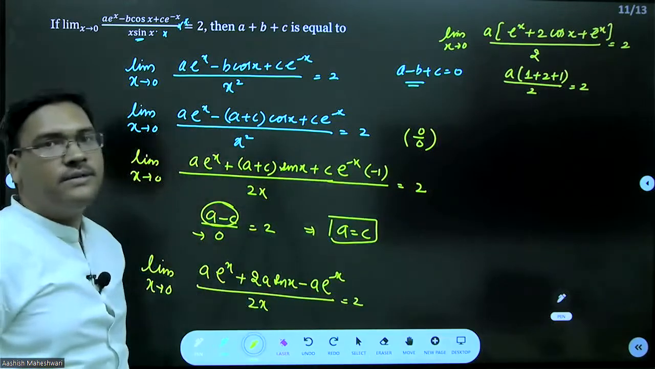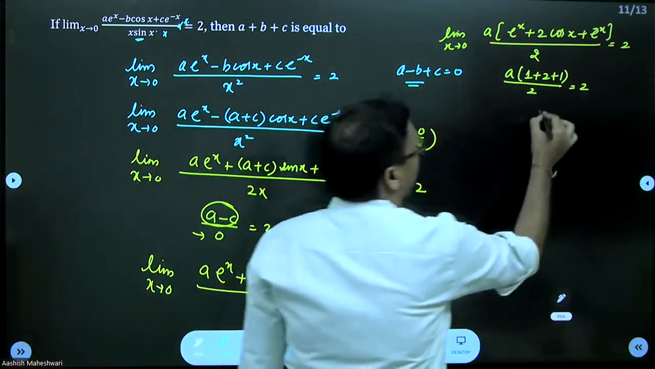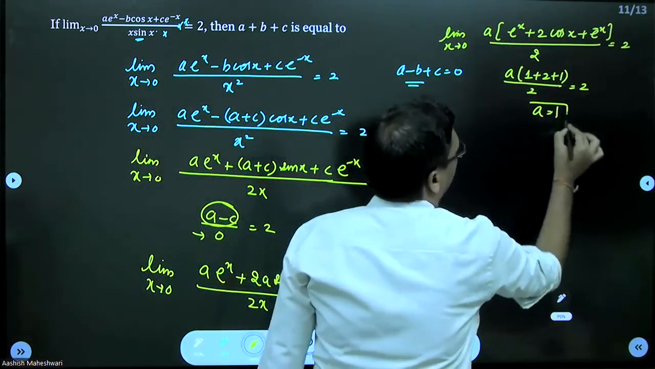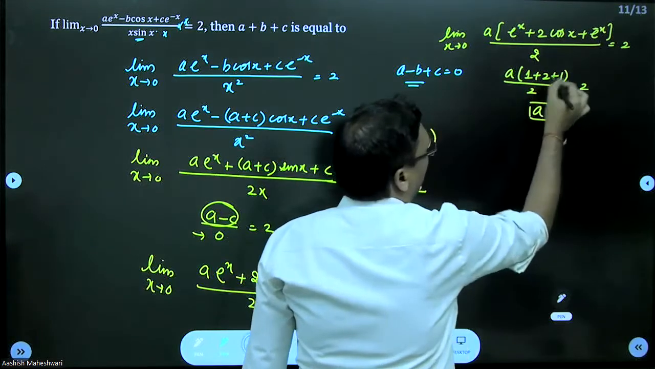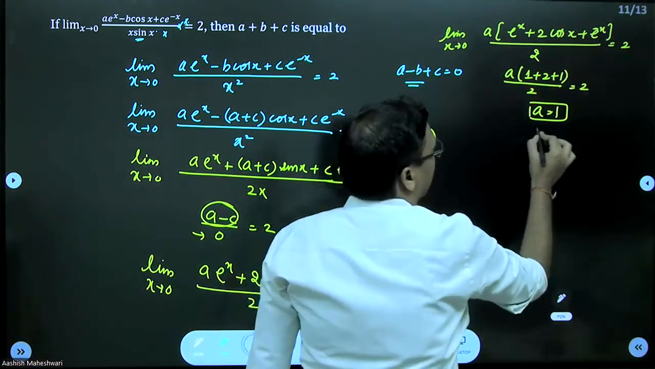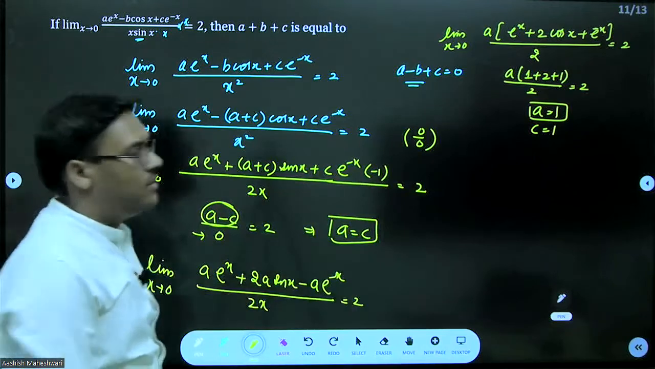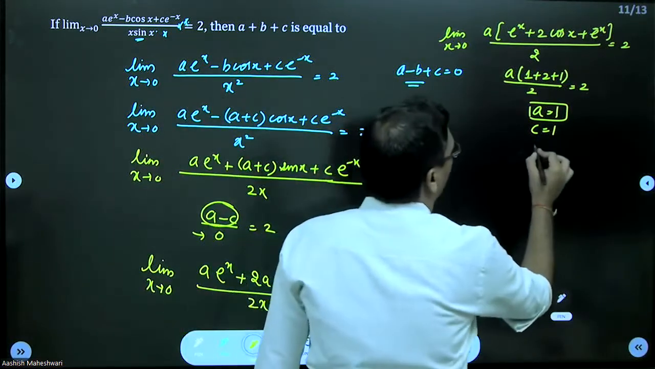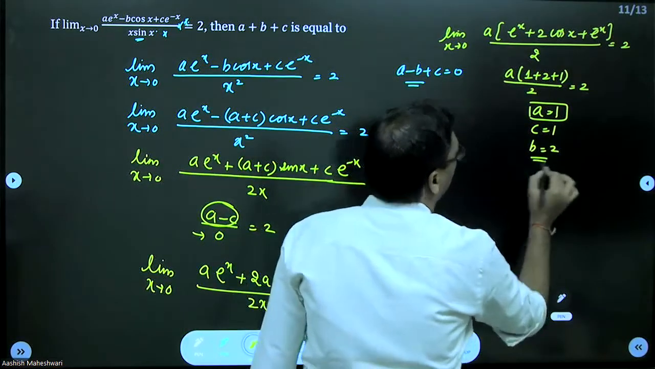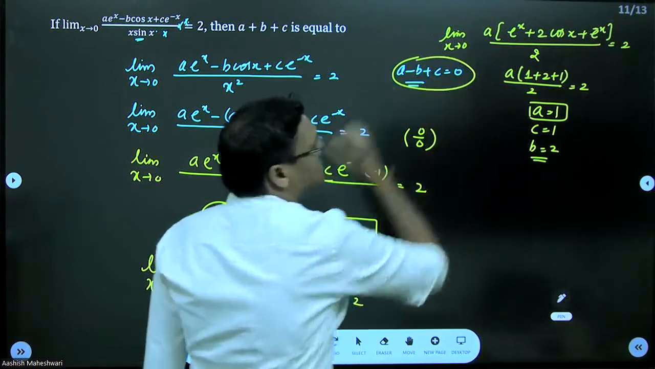I hope this is clear. So you can clearly see the value of a: a is equal to 1. You can check this: 4 divided by 2, the 2s cancel, so a is 1. The value of c is also 1. You can see a and c are equal. Now c is 1 and a is 1, so what is the value of b? The value of b is 2, because b is equal to a plus c.